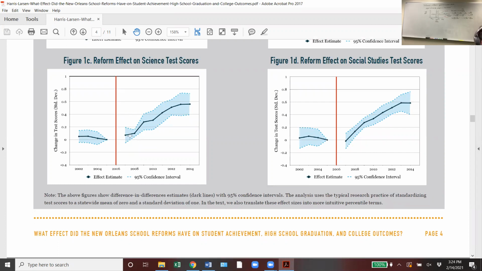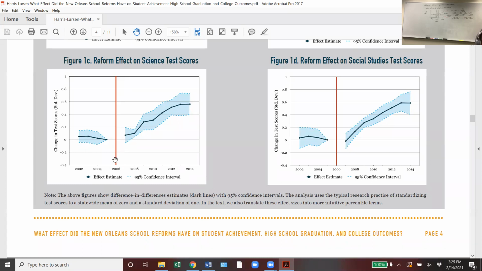So I didn't quite get it right up on the board. But this is showing, you can see the above figures show difference in difference estimates, dark lines, with confidence intervals, right? They're graphing the confidence intervals.